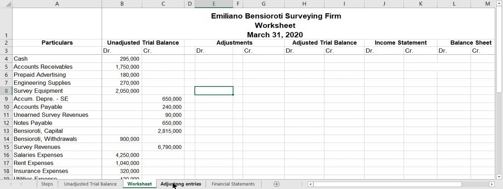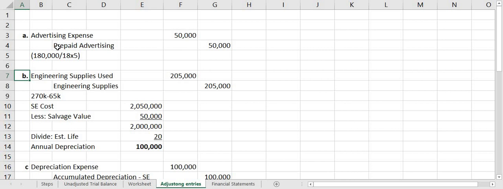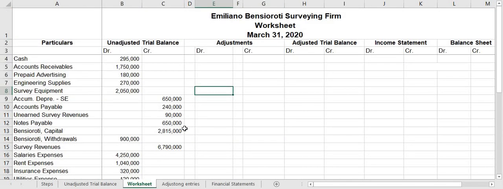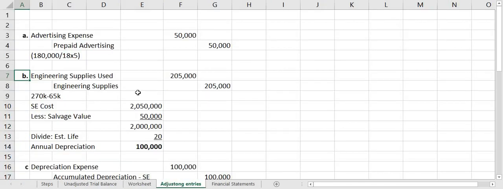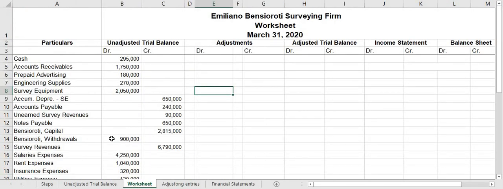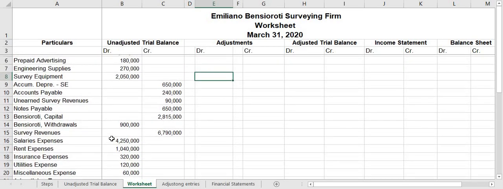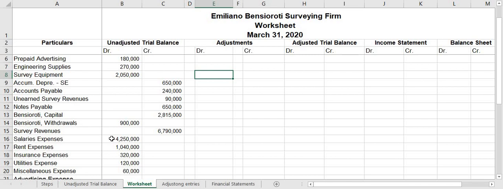So to transfer such adjustments, let's start off with letter A. So we debit advertising expense and credit prepaid advertising for 50,000. Okay? So, let's transfer adjustment A to our worksheet. Of course, we need to transfer it here in the adjustments column. Okay, so, of course, we need to find which account titles this adjustment involves. Okay, first, we have advertising expense debited. So, we need to look in our unadjusted trial balance whether there is an advertising expense account title.